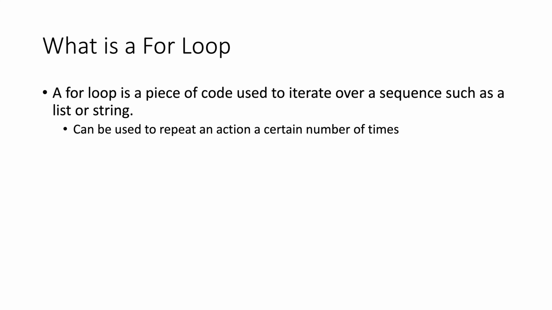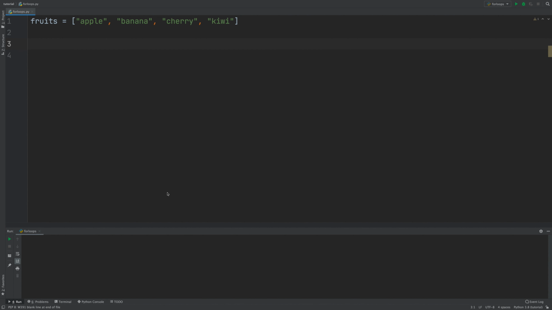So I'm going to show you an example using Python. As you can see here, I have a list called fruits where I have apple, banana, cherry, and kiwi. And what I want to do is print each value in fruits one by one. So the way we can do this is by using a for loop.